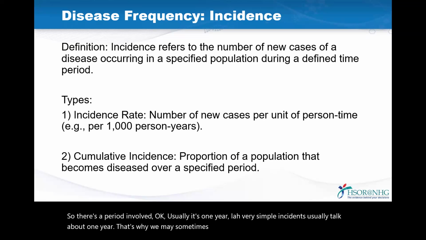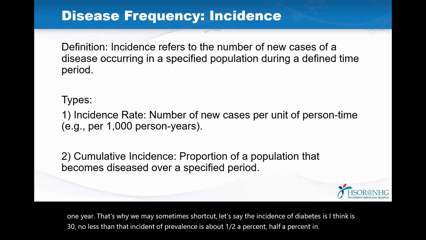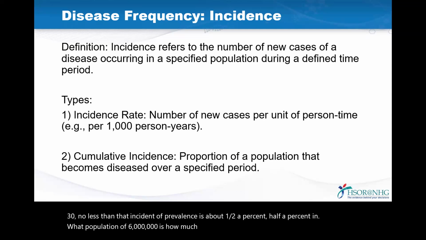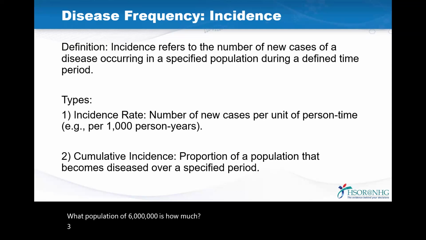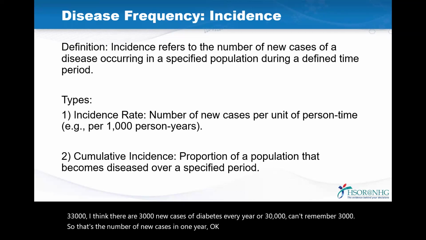Let's say the incidence of diabetes is, I think it's 30, no, less than that. Incidence is about 0.5%. 0.5% in Singapore population of 6 million is how much? 3,000. I think there are 3,000 new cases of diabetes every year. Or 30,000, I can't remember. 3,000, doesn't matter. So there's the number of new cases in 1 year. So that's called incidence. There's an N inside, new cases. What's the other one?